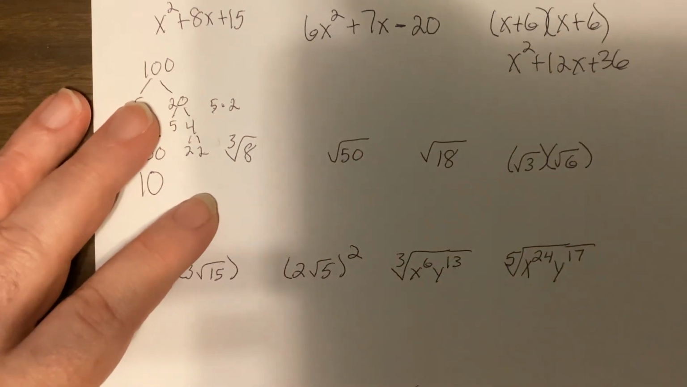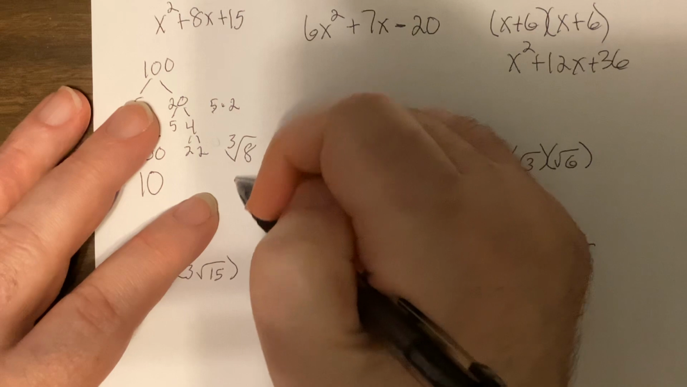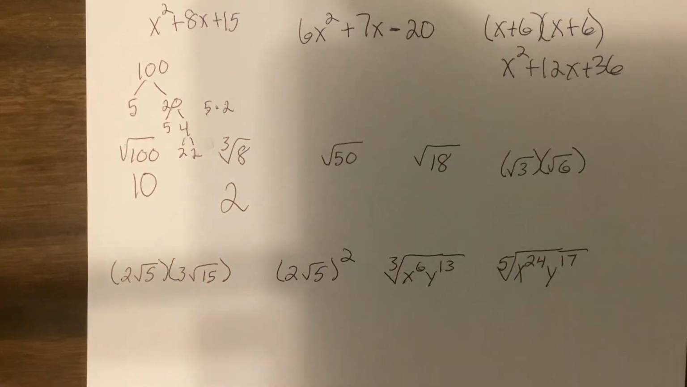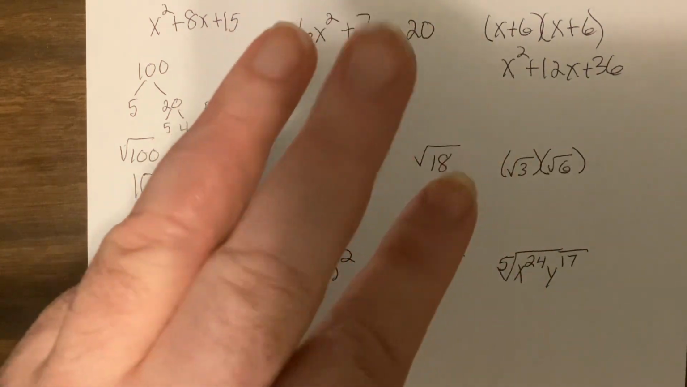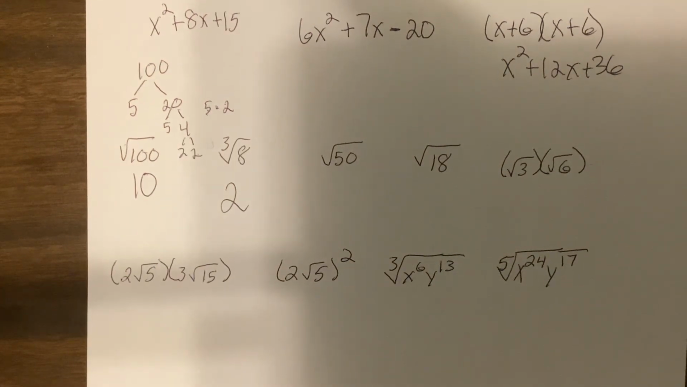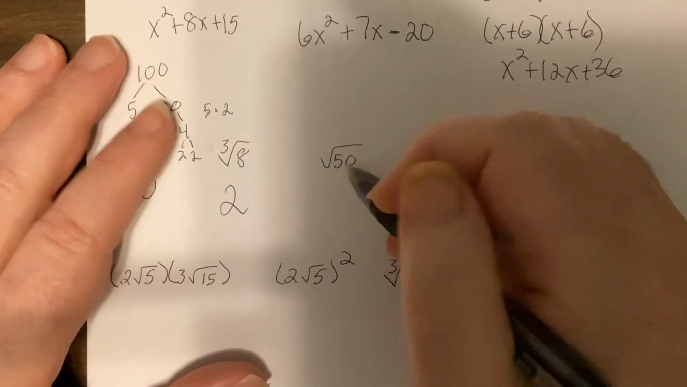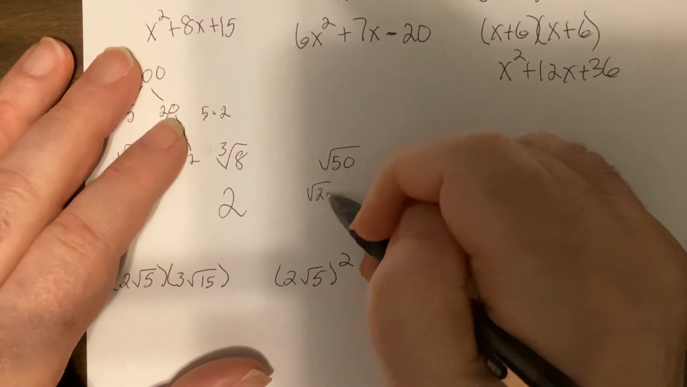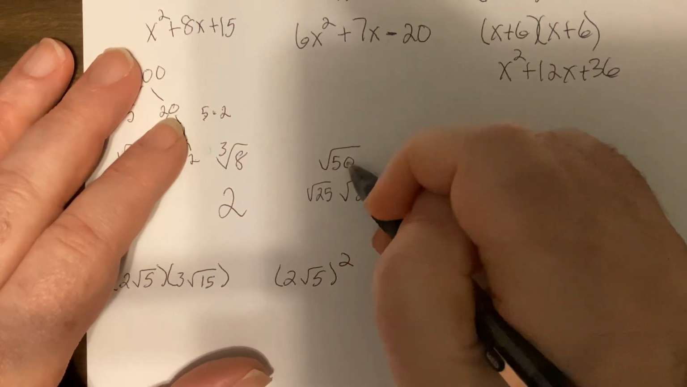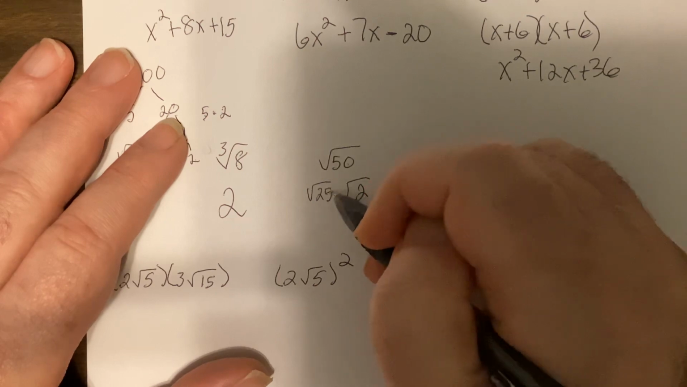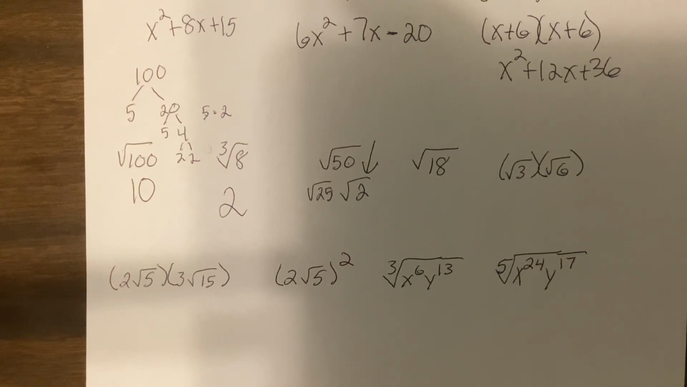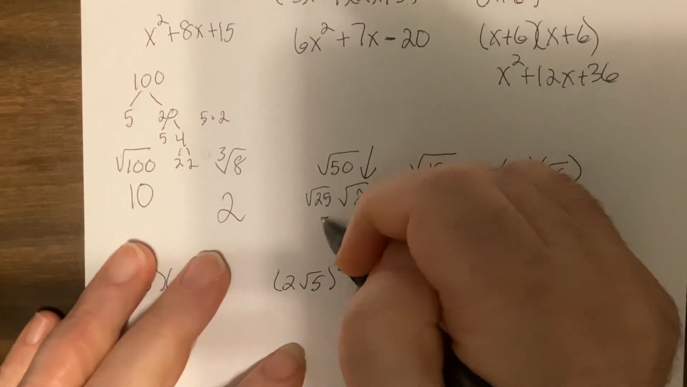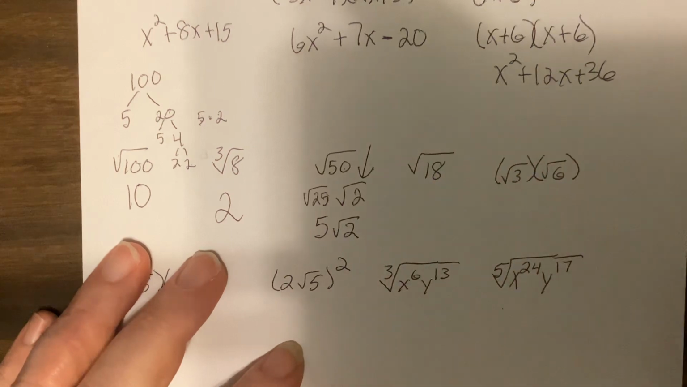Cube root. I need 3 of the same thing. So cube root of 8 is 2. Because there are 3. Oh, here it comes. 3. Boy, those are nice fingers. 3 2s and 8. 50. Need to break it down. It's the square root of 25, square root of 2. So you break it up so that one of the terms is a perfect square. I cannot do anything with the 2. It is not a perfect square, so it stays in the square root. 5 square root of 2.